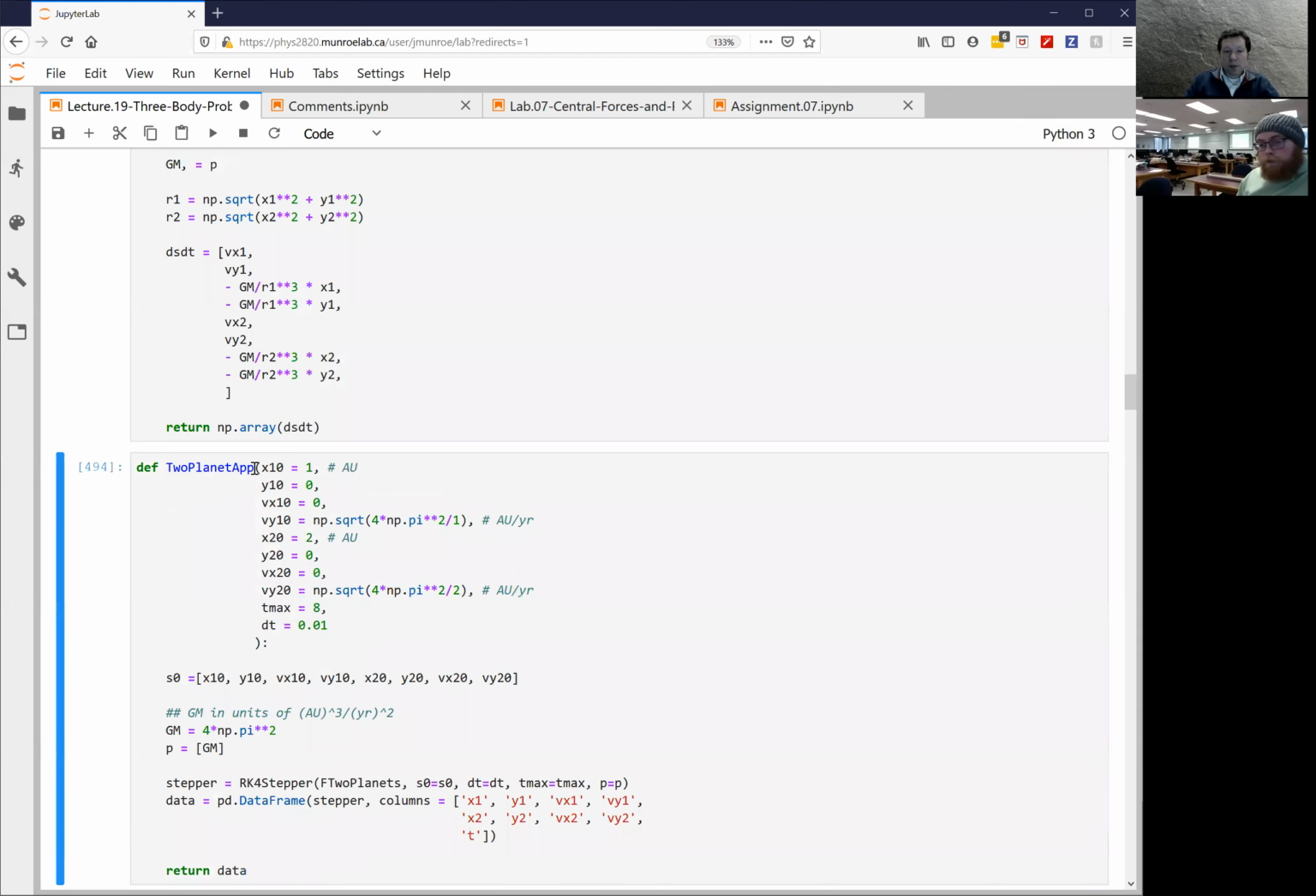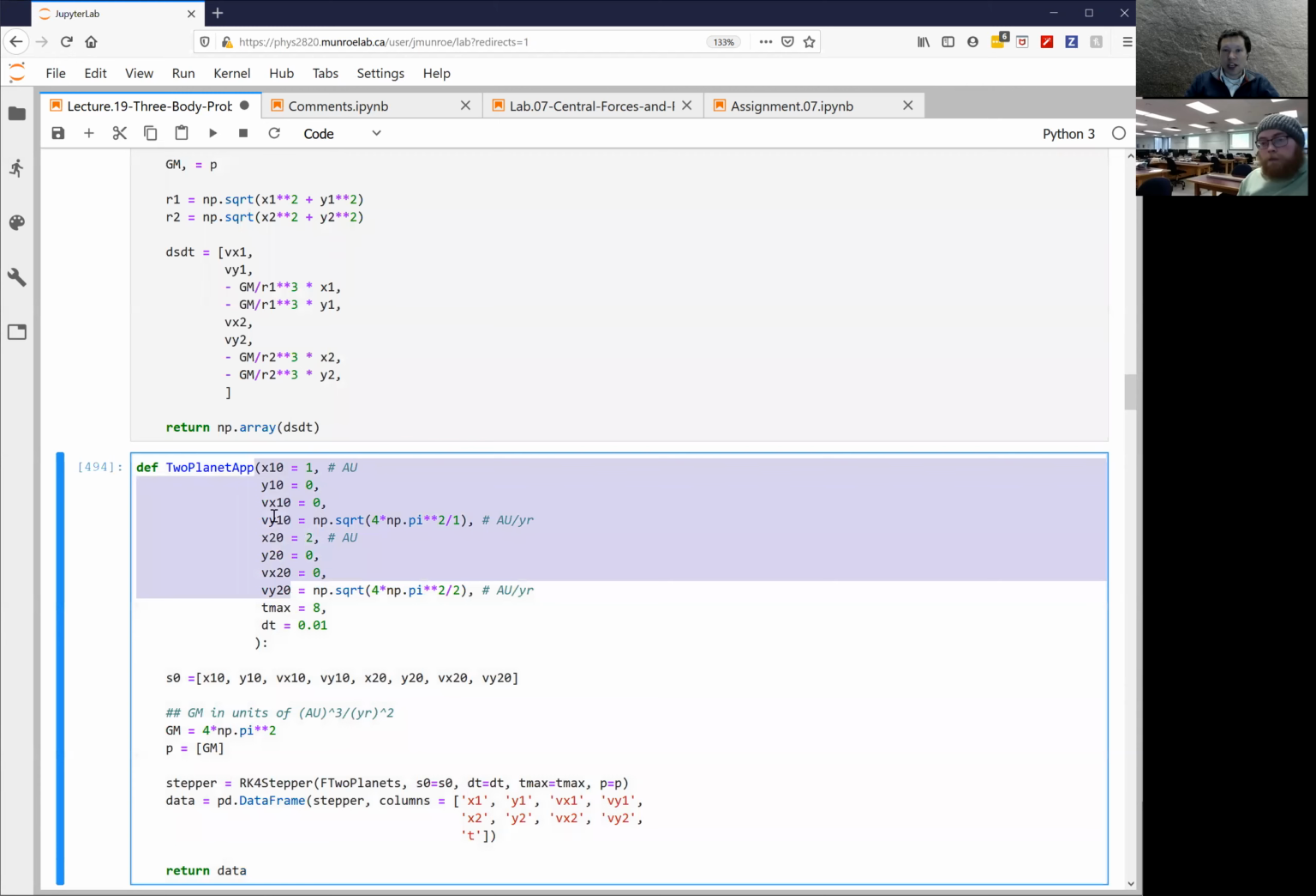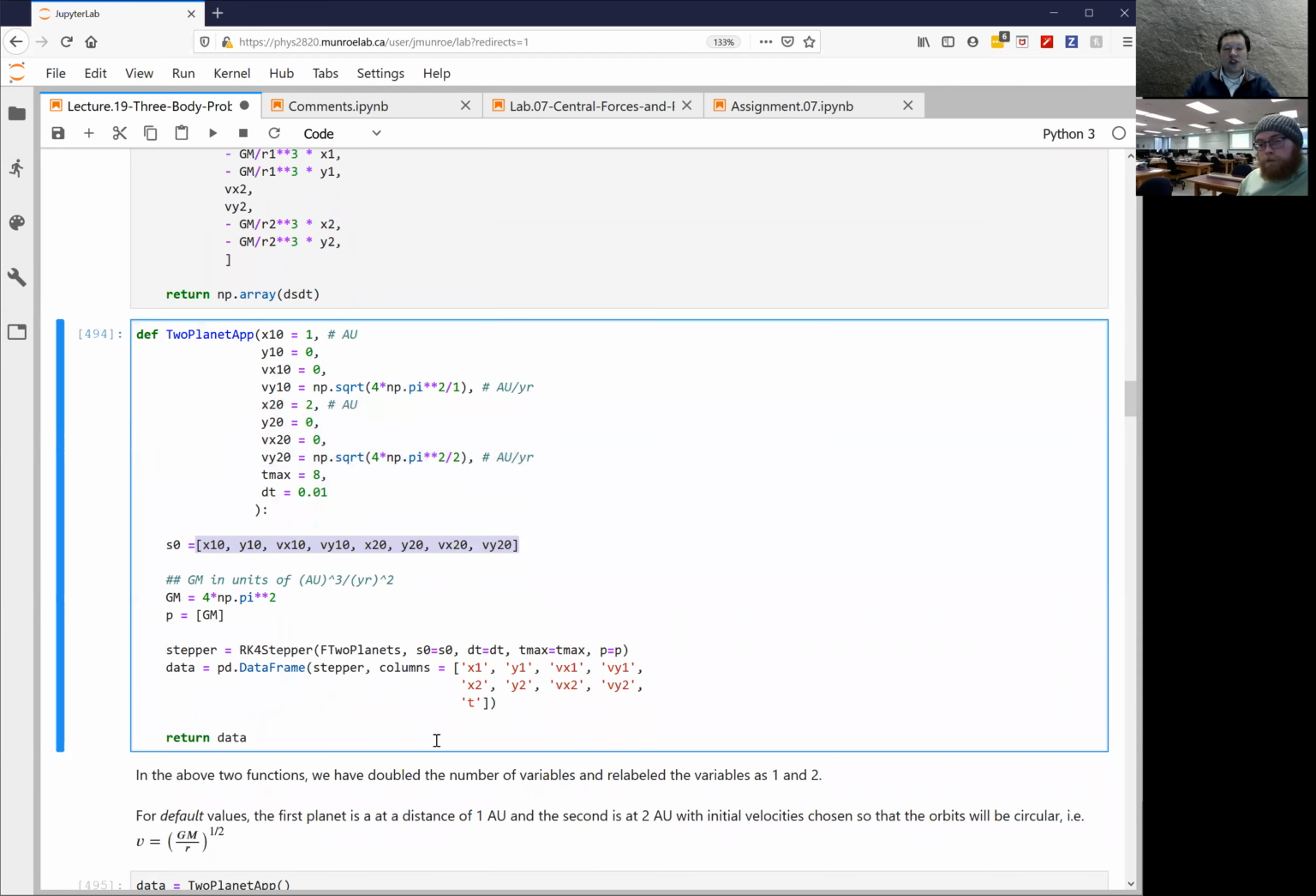It's going to be dependent on a lot more initial variables: the initial position and initial velocity of all the particles. We need a state vector, and we need to run through that. But we can use the same numerical method.